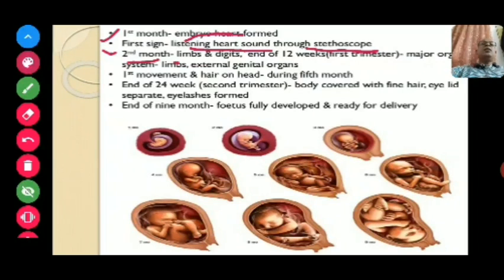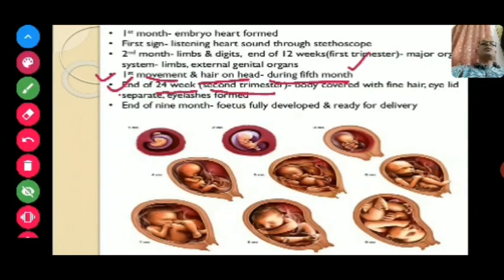In the second month, limbs and digits develop, and by the end of 12 weeks, that means the first trimester, the major organ systems, limbs and external genital organs develop. The first movement and hair on the head appear during the 5th month, in the second trimester. At the end of 24 weeks, the second trimester, the body is covered with fine hair, eyelids separate, and eyelashes form. At the end of the 9th month, the fetus is fully developed and ready for delivery.